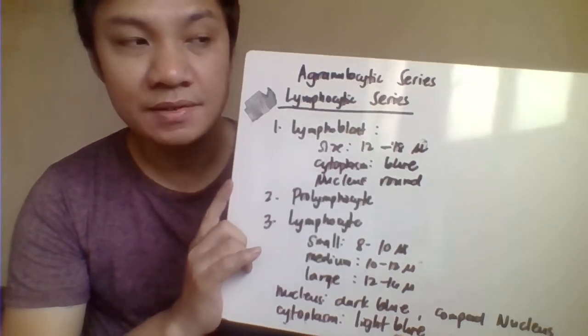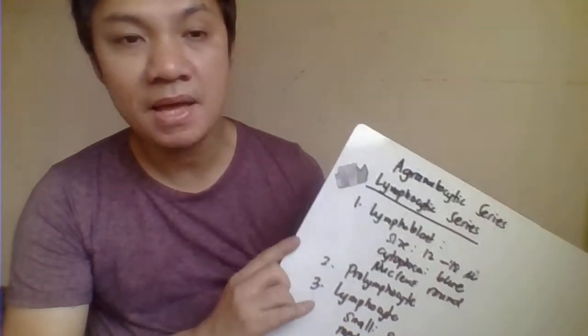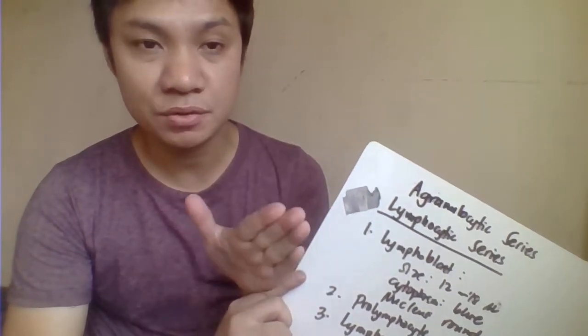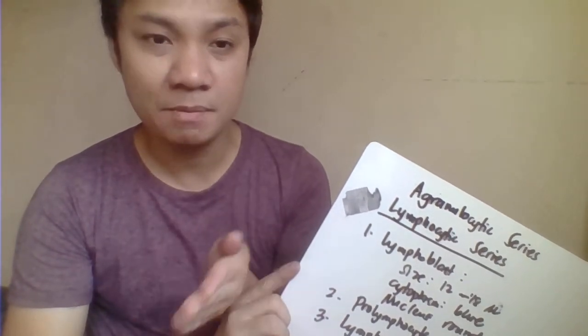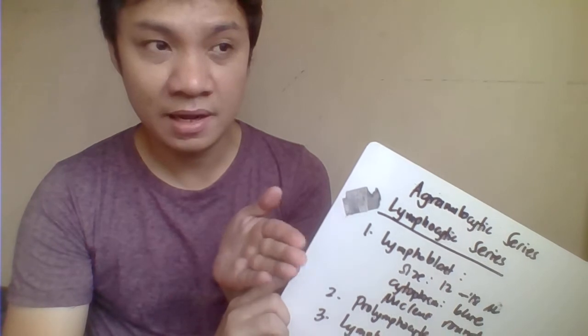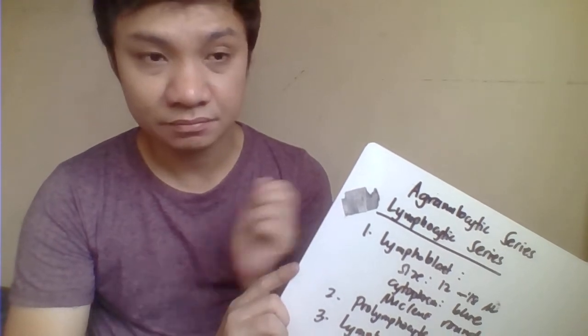Okay, so it's being called the antigen-independent maturation because again they try to mature in their primary lymphoid organ without meeting the pathogen, without the activation of the pathogen.